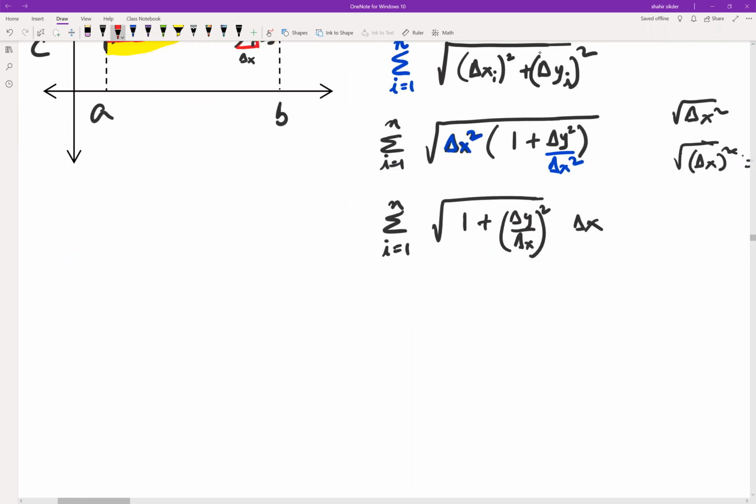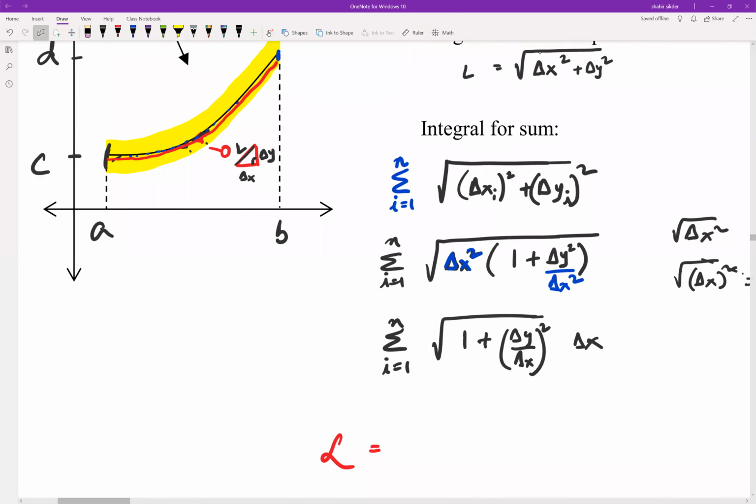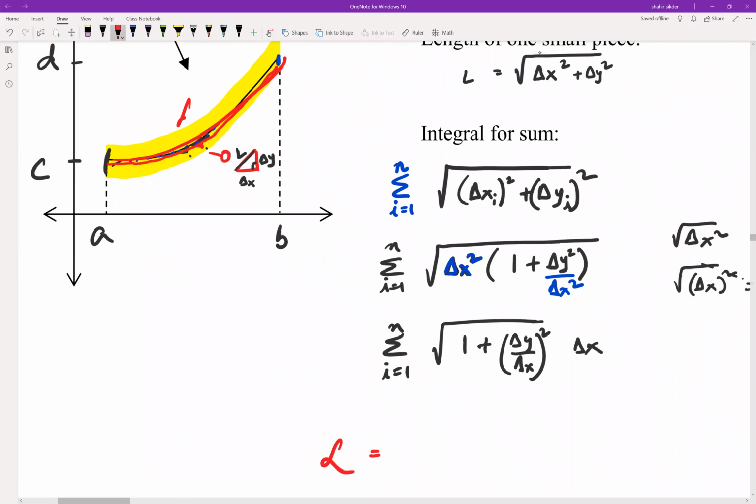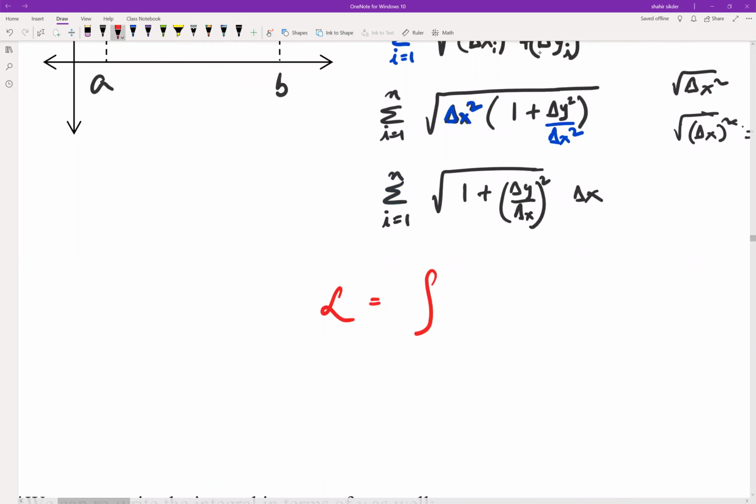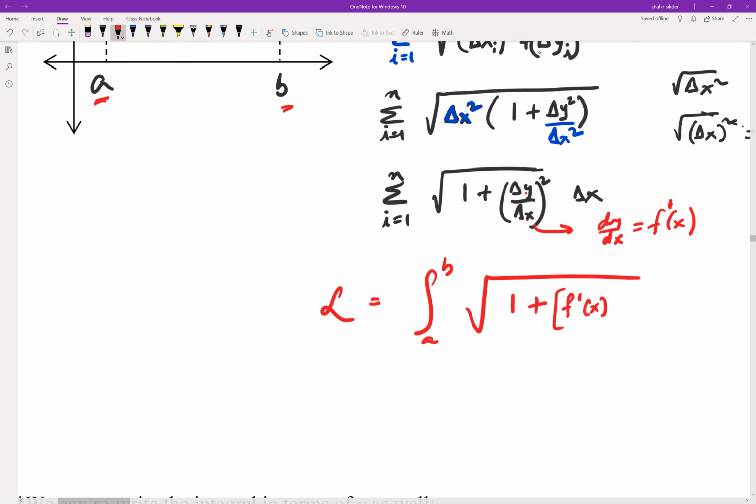So now I can say the L, which is the arc length of all of this segment, would be the integral from A through B. Here's my A, here's my B, A through B, square root of 1 plus, but if you notice, what is delta y over delta x? That is really dy dx, or f prime of x. So this is the same thing as f prime of x, or dy dx, whichever you feel like, getting squared. Delta x is the same thing as dx. And this right here is the arc length formula derived.